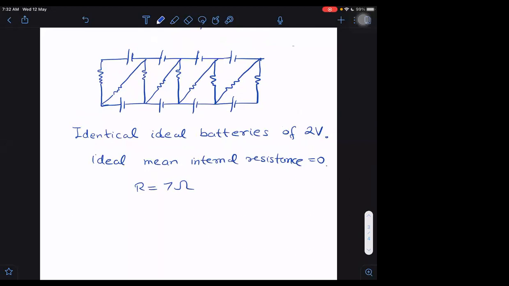How to start? What will be your first step in this? Reference we should take, correct. So where would you like to take the reference? We can take it anywhere. That is not an issue.